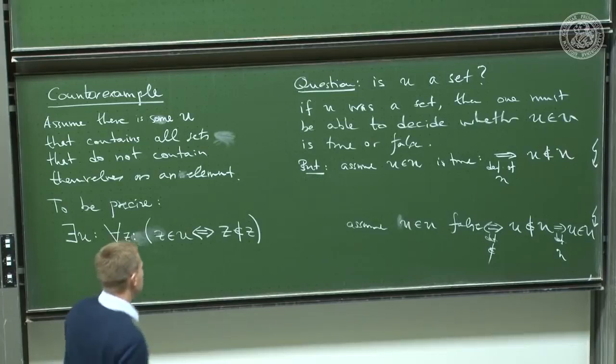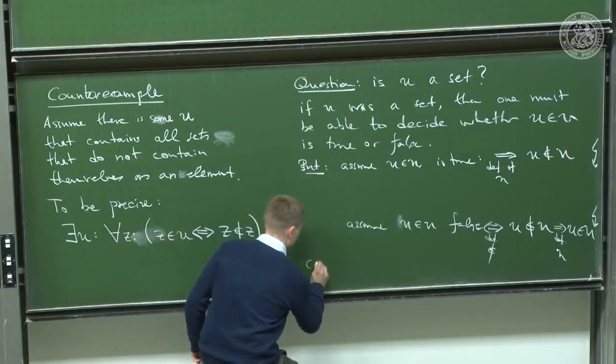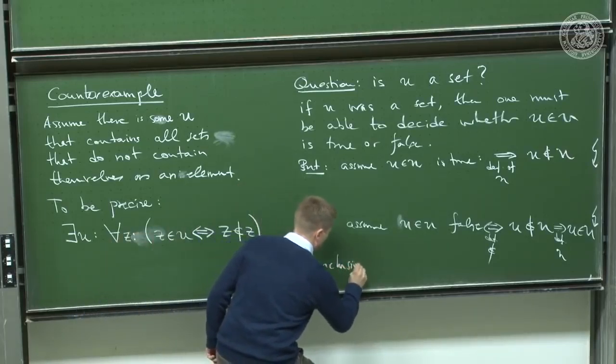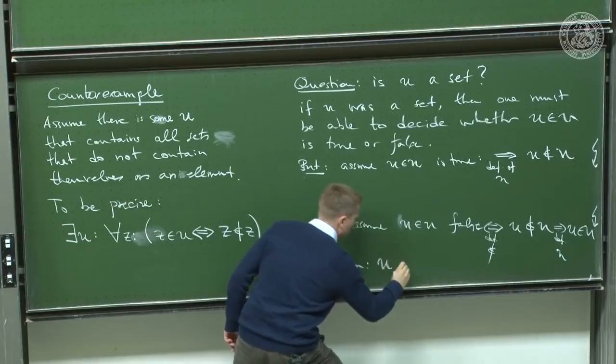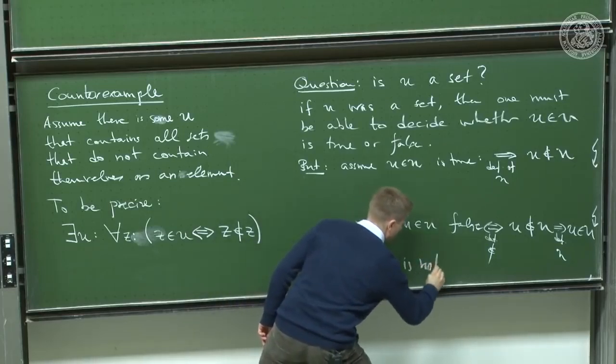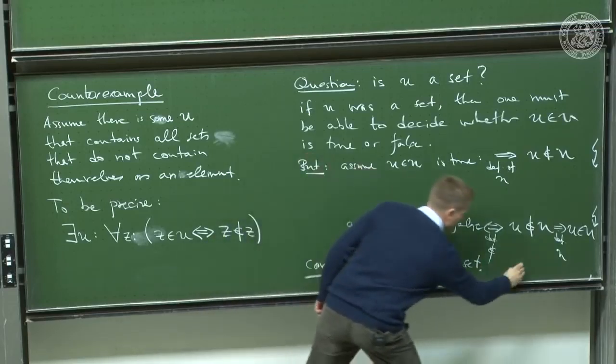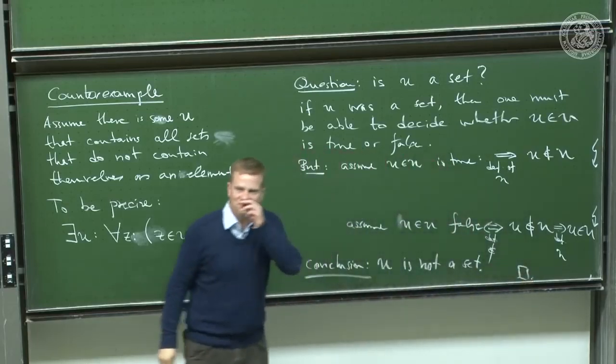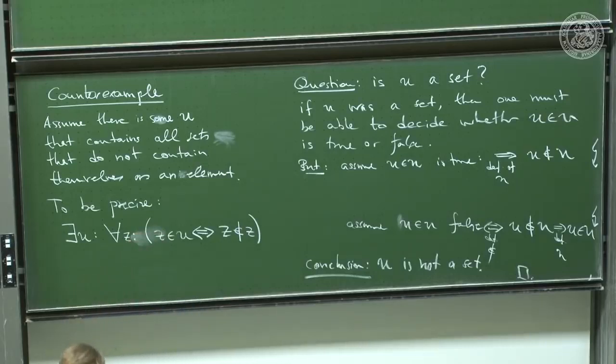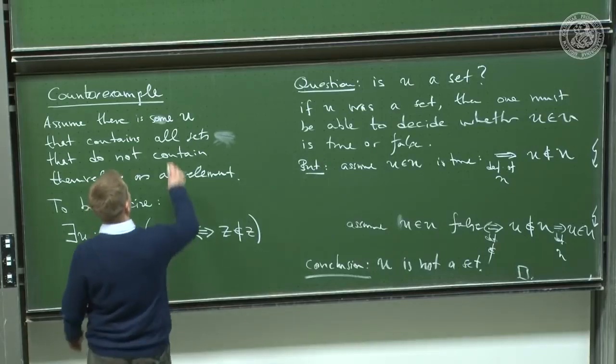There's only one conclusion. Conclusion: U is not a set. This is the Russell drama, or you can call it the Russell paradox.